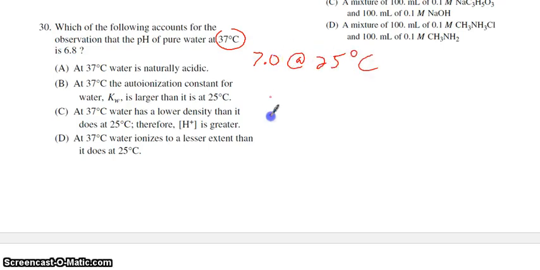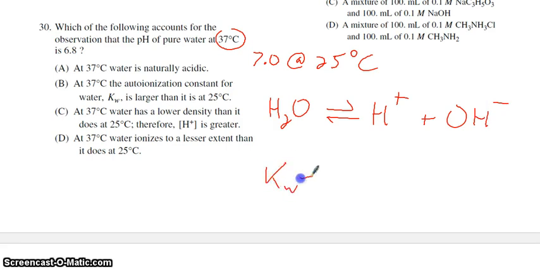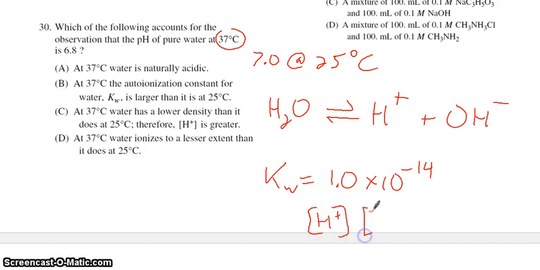Remember, how we get this is that water self-ionizes to produce H plus and OH minus, and the relative concentrations of these equal the Kw, which is 1.0 times 10 to the negative 14. And if you square root this, you'll see that both H plus and OH minus are actually 10 to the negative 7. And that's how we get the product of these being 10 to the negative 14. Now, we're told that at 37 degrees Celsius, the pH is a little less.